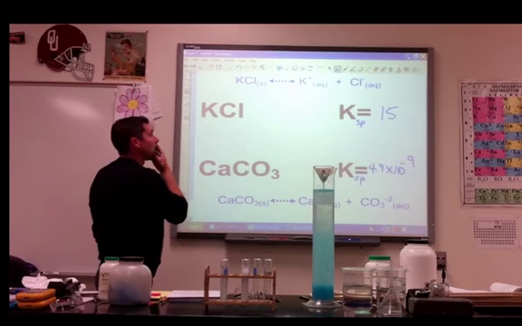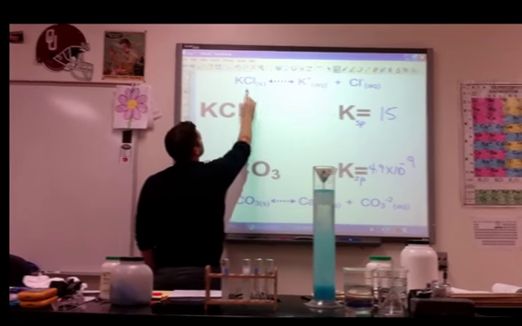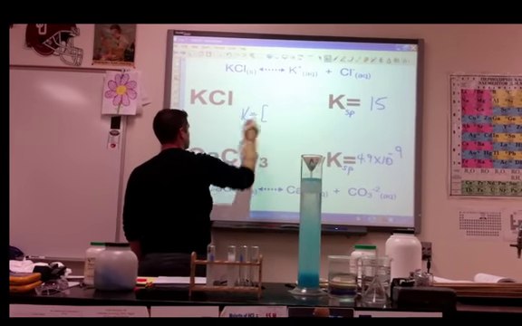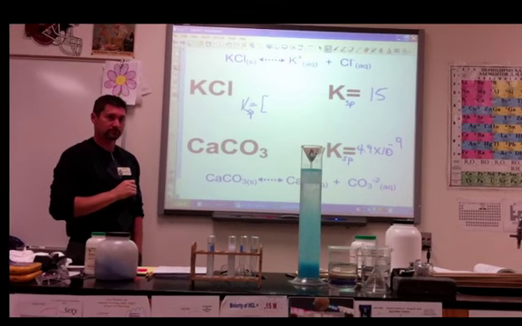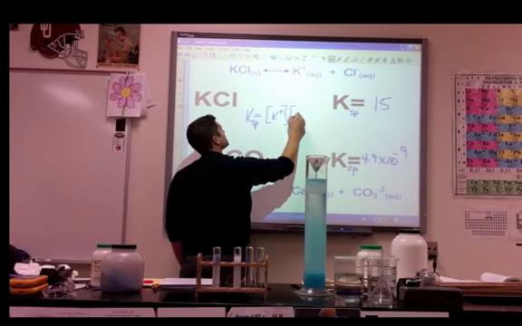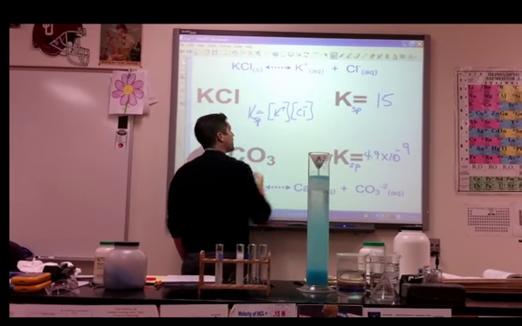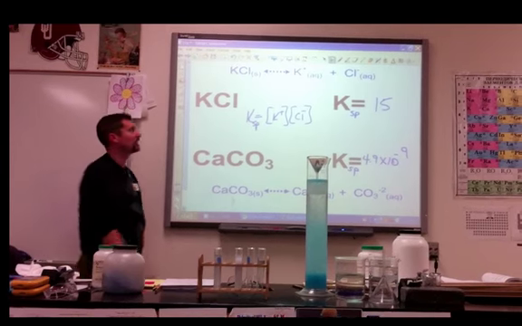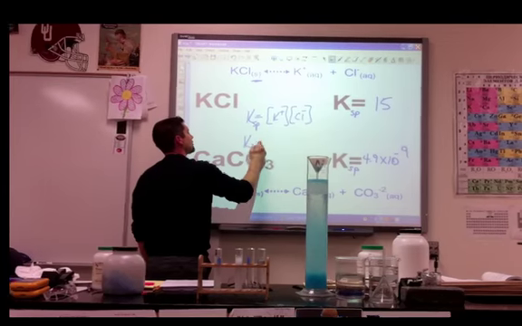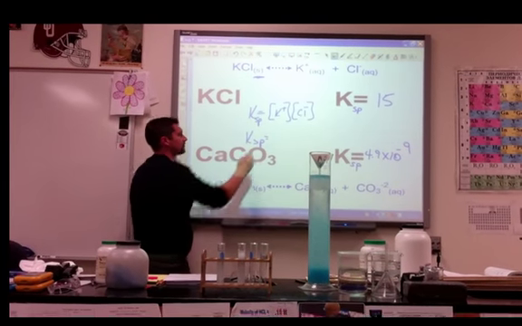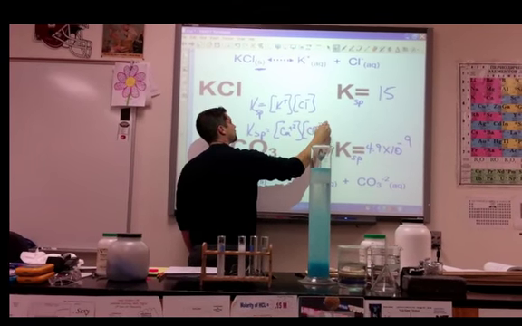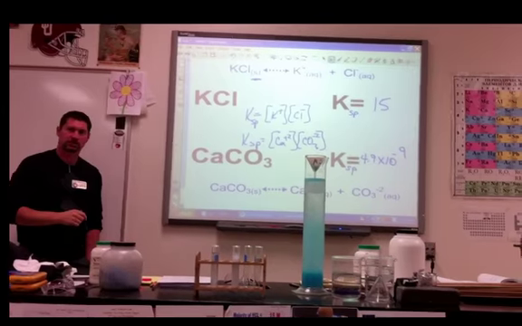Okay? Alright. So, if I was going to write the K expression for this, the KSP expression, what would it be? K positive times Cl negative, all over nothing, because that's a solid. Right? What would the KSP expression be for this down here? Calcium ion times CO3 negative 2. Does that make sense? Yeah.